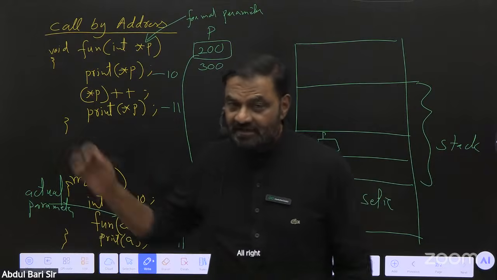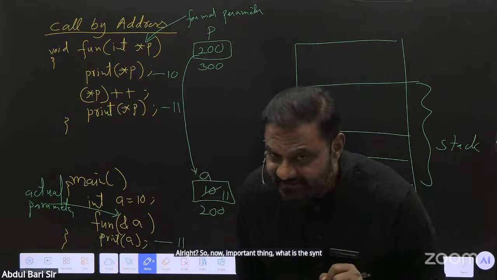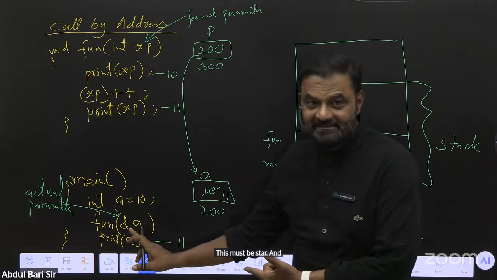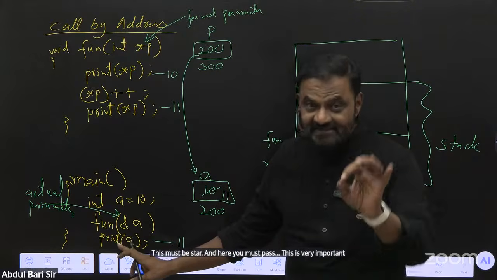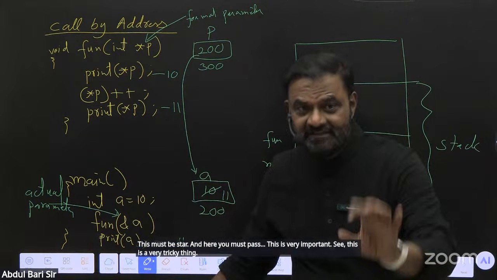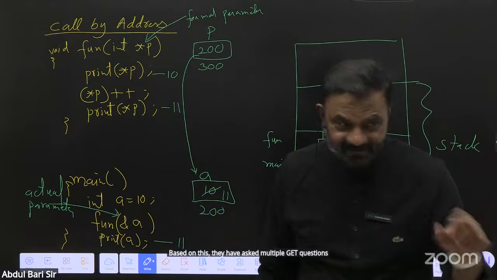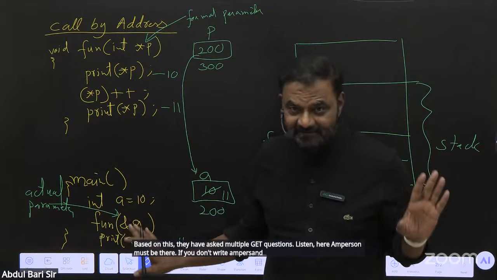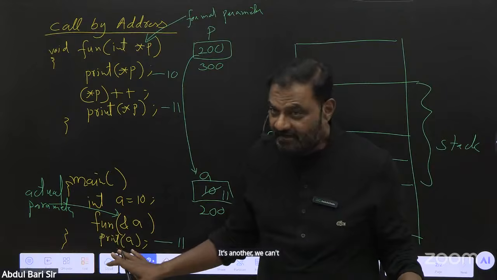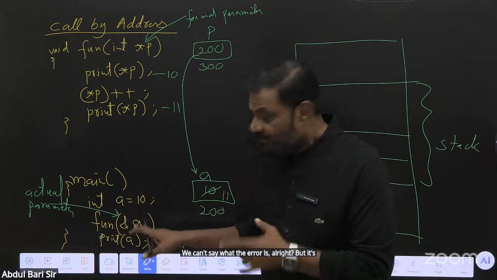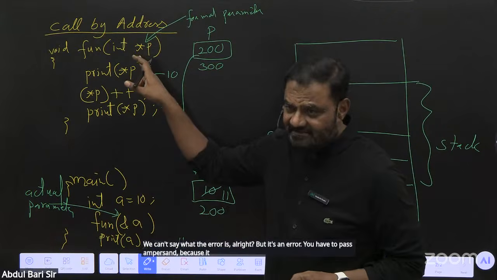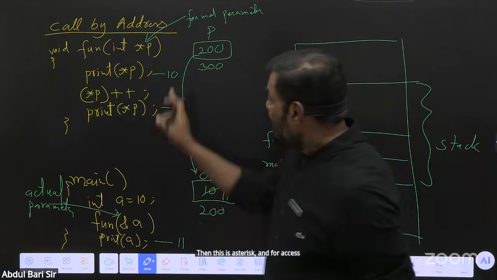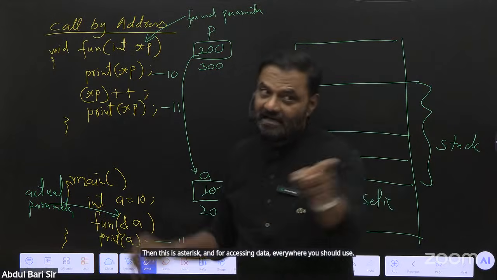All right. So now, important thing, what is the syntax? This must be star. And here you must pass the address. This is very important. This is a very tricky thing. Based on this, they have asked multiple GATE questions. Listen, here ampersand must be there. If you don't write ampersand, it's an error. We can't say what the error is, all right? But it's an error. You have to pass ampersand because it's taking an address. Then this is asterisk. And for accessing data, everywhere you should use star.